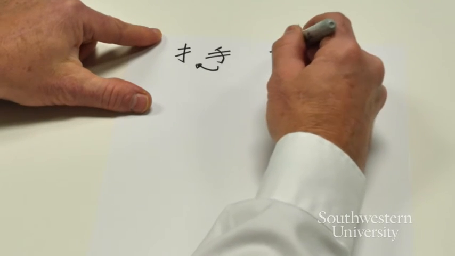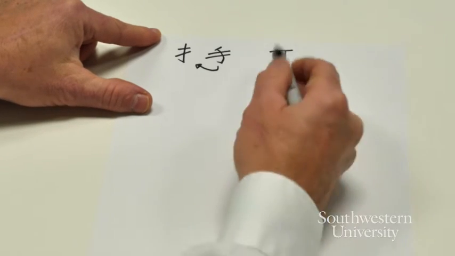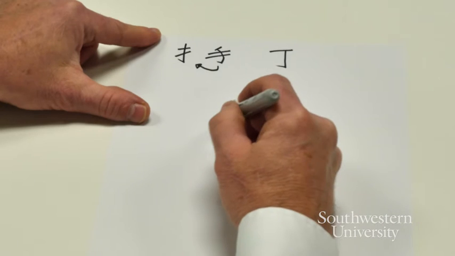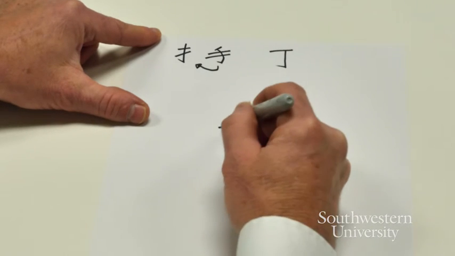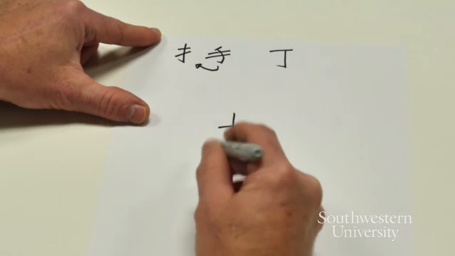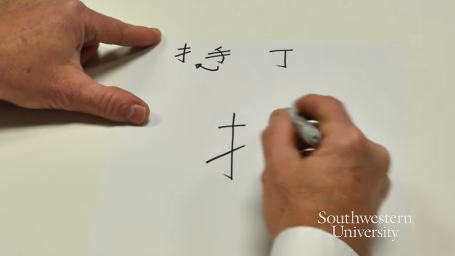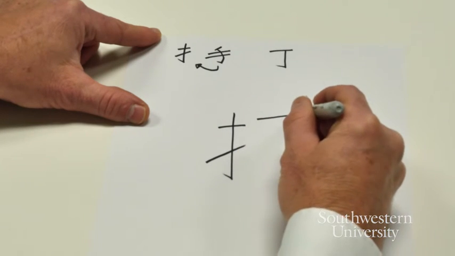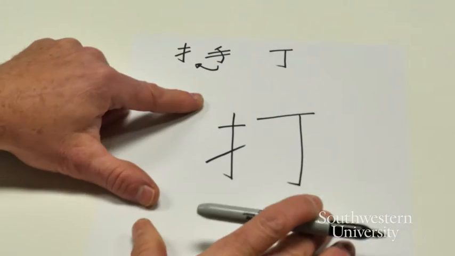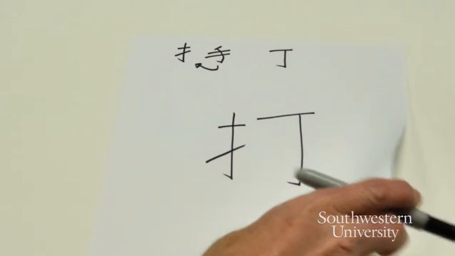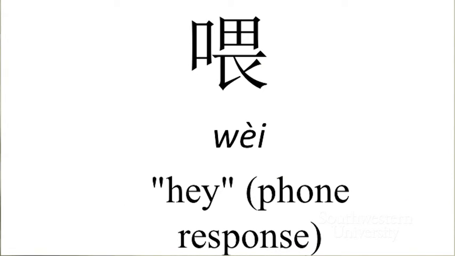The right-hand side is ding, nail. You can see that it looks like a nail. So da, da dianhua, to use your phone.